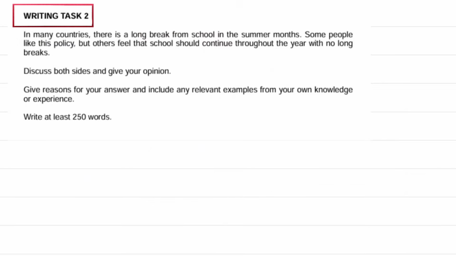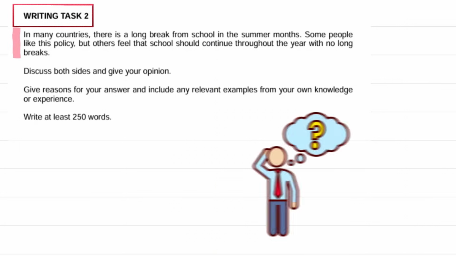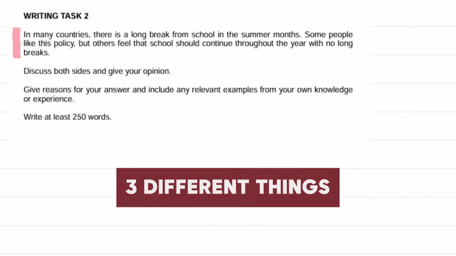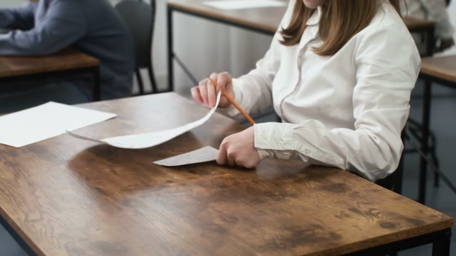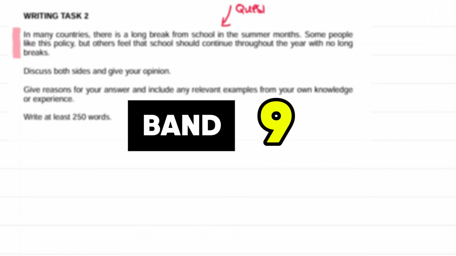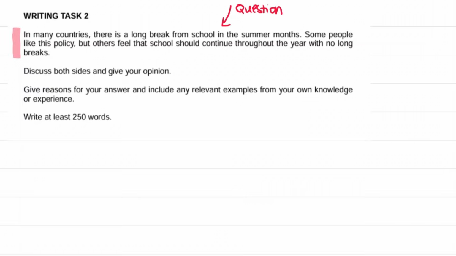And now, let's get started. In IELTS writing, discussion questions can be tricky because you are asked to do 3 different things. If you skip any of them, your band score goes down. Let's have a look at the question. In many countries, there is a long break from school in the summer months. Some people like this policy, but others feel that school should continue throughout the year with no long breaks.